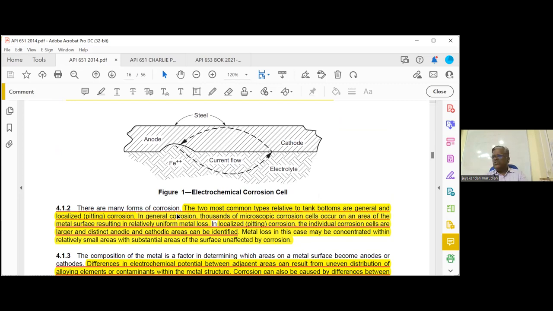Then 4.1.2. There are many forms of corrosion. Highlight this next line: the most common types relative to tank bottoms are general and localized pitting corrosion. In general corrosion, thousands of microscopic corrosion cells occur in an area of the metal surface, resulting in relatively uniform metal loss. In localized pitting corrosion, the individual corrosion cells are larger and distinct anodes. So pitting means one area will have deep corrosion. Uniform means every area will be uniform.